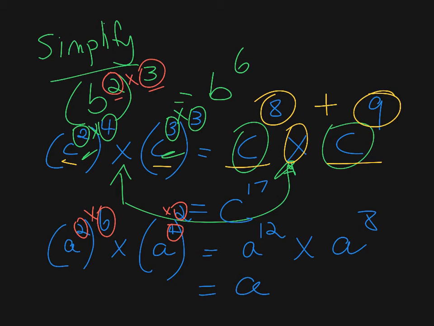So the simplified version is A to the power of 12 plus 8, which is 20. Okay, so now let's have a look at division, because we have dealt with division before in more simpler terms.